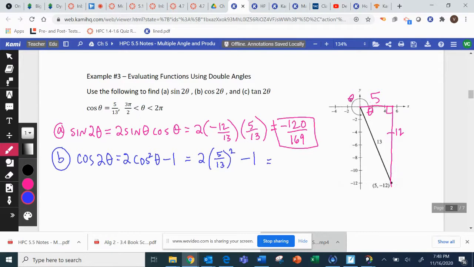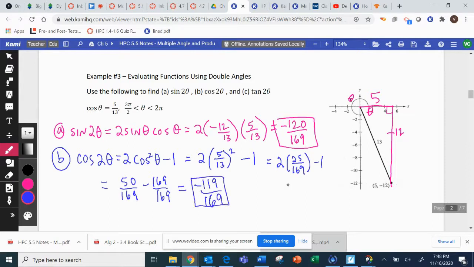So we'll get 2 times 25 over 169 minus 1. So that will give me 50 over 169 minus 169 over 169, which equals negative 119 over 169.